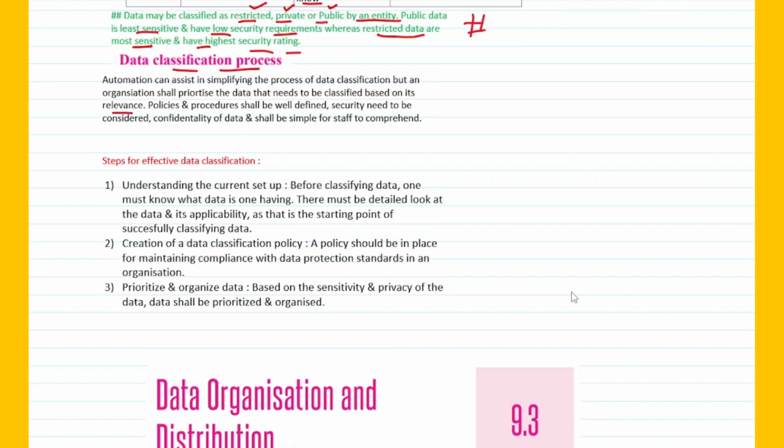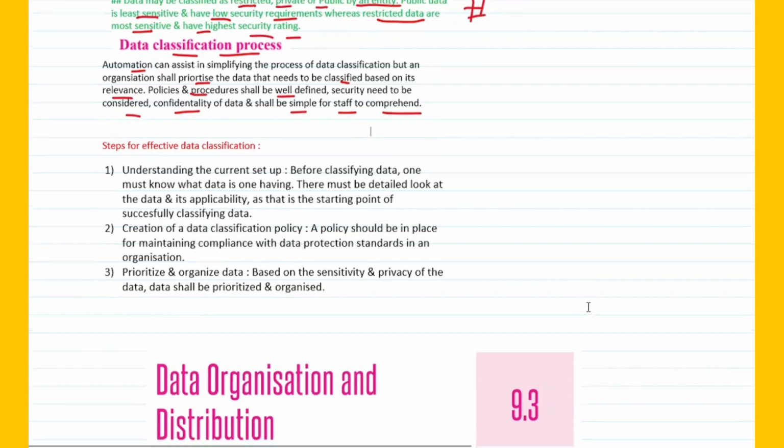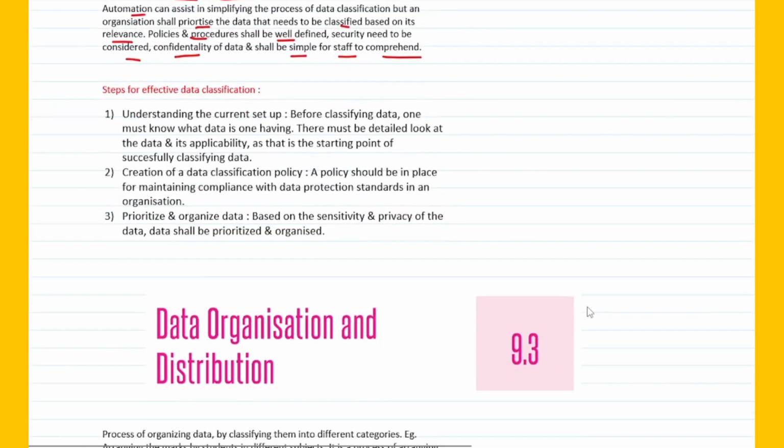So data can be classified through automation, right? And the organization should make sure that they prioritize the data that needs to be classified based on its relevance. Policies and procedures should be well defined. Security needs to be considered. Confidentiality of data shall be simple for staff to comprehend, right? That's what the data classification process does. Okay, what are the effective steps for data classification?